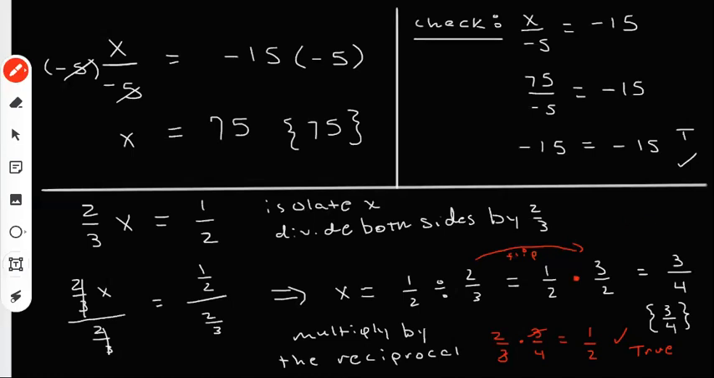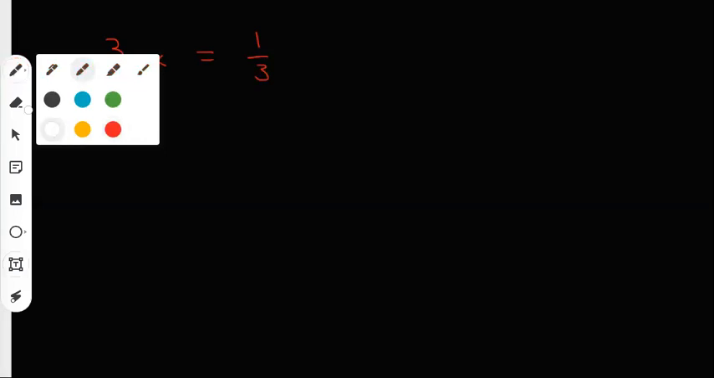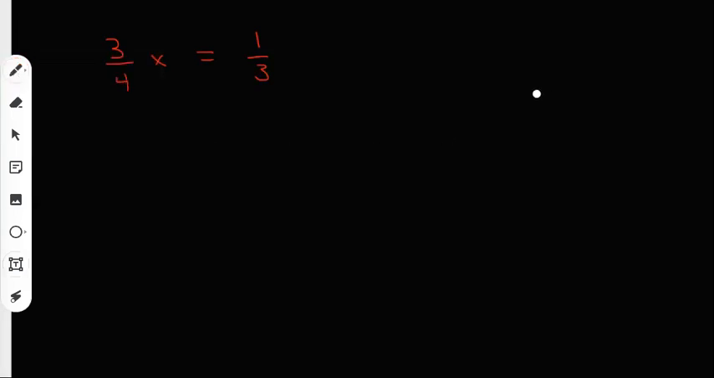Okay, let's move on to the next slide. Let's try this one. 3/4 x is equal to 1/3. So with this problem, notice what's happening on the left side. I have 3/4 being multiplied by x. So what I need to do is the opposite of multiplication. I need to divide both sides by 3/4.